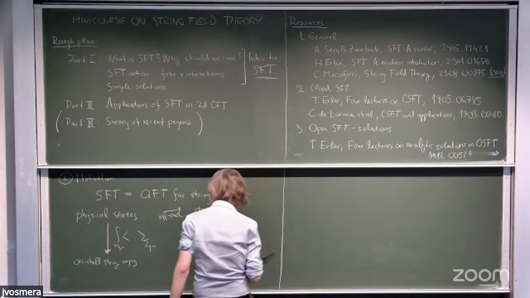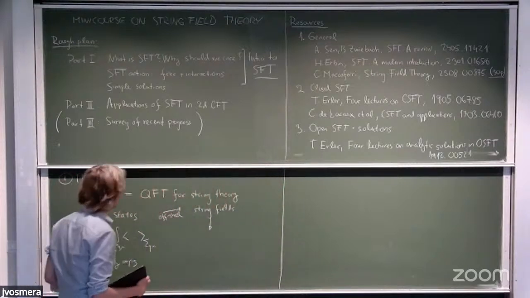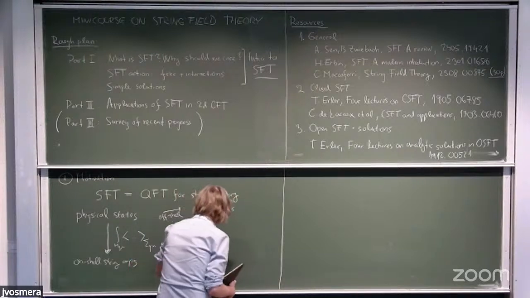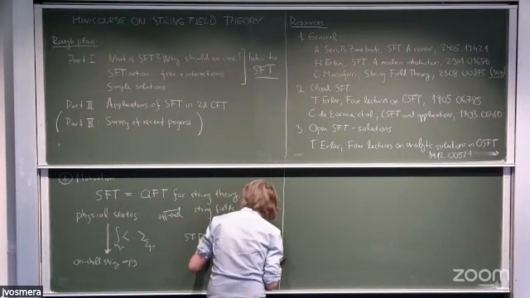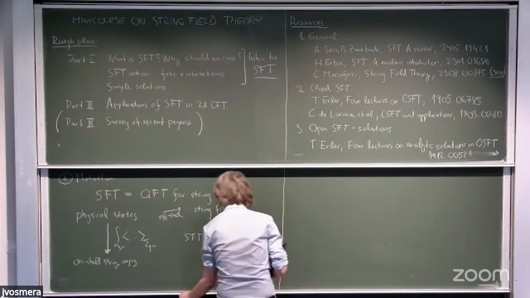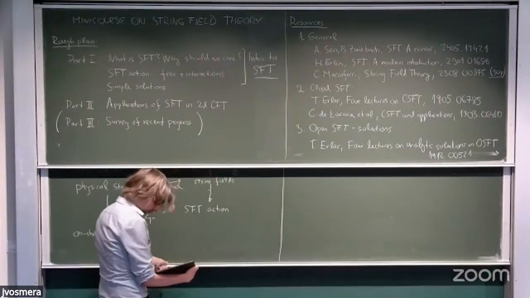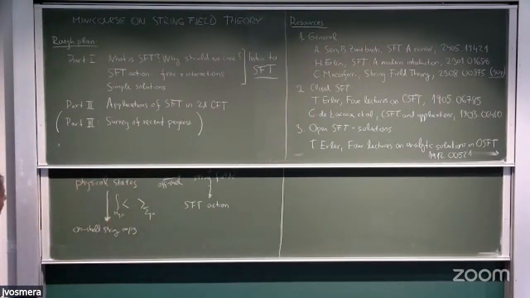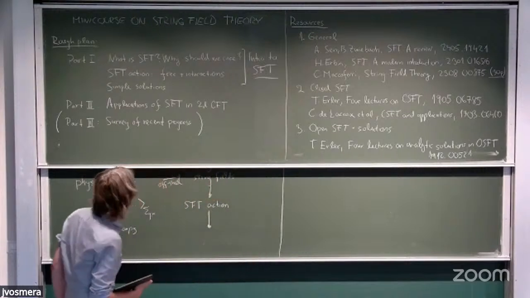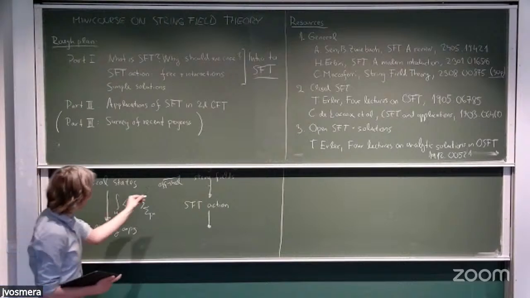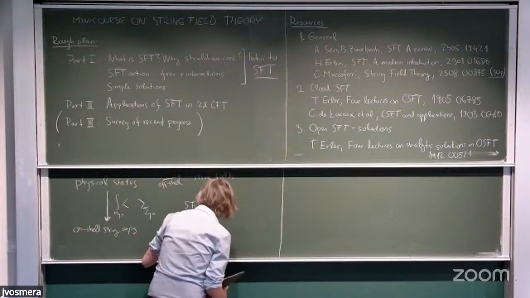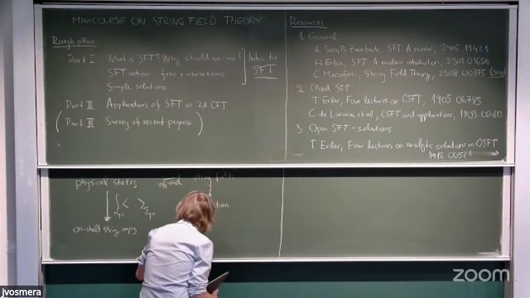So now, given these string fields, we will aim to formulate an action for these string fields. This will be the action for string field theory. And we will try and do so in such a way that the Feynman rules given by the vertices of this action and the propagators will reproduce what we call off-shell amplitudes.